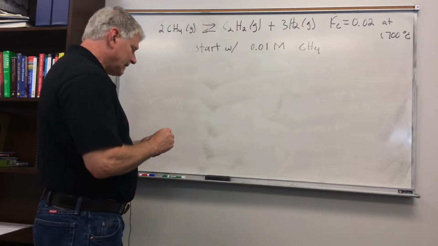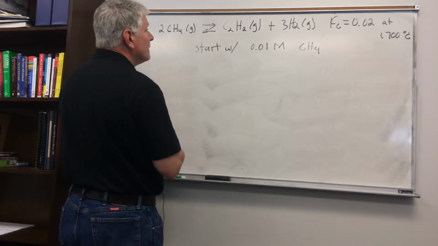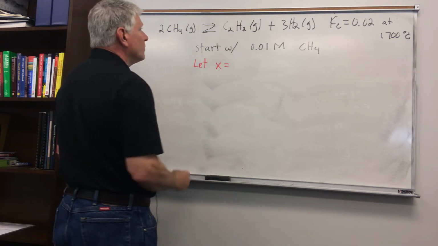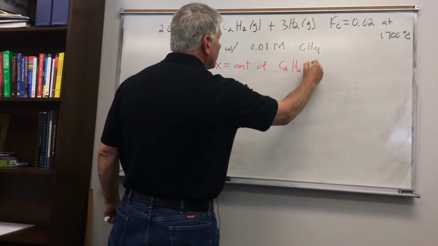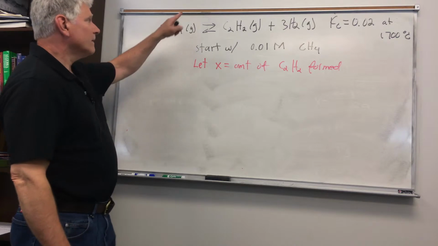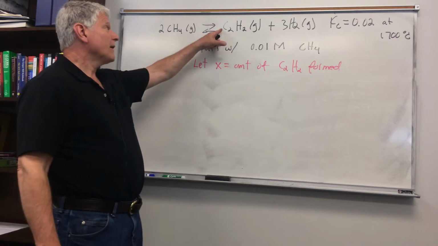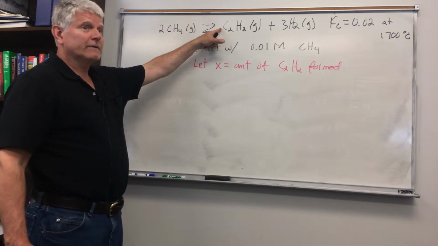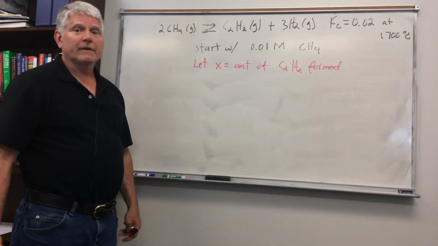So let's define an extent of reaction. I will let X equal the amount of C2H2 formed. Now I could let X be the amount of CH4 reacted or the amount of H2 reacted. But it's easier algebraically if you pick something that has a 1 as a coefficient in the balanced equation, because then everything's related to a whole number instead of a fraction.